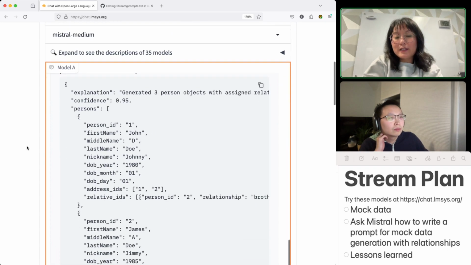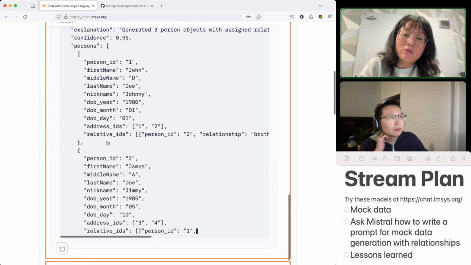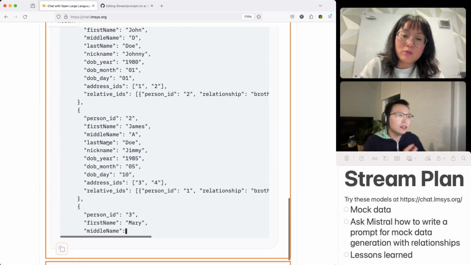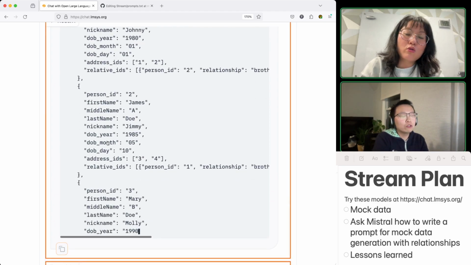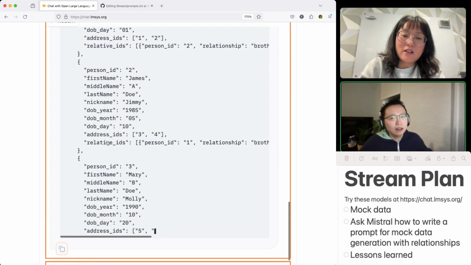It's just more concise, right? Or is medium kind of concise for both? Yeah, Mistral-Next is definitely way more concise.